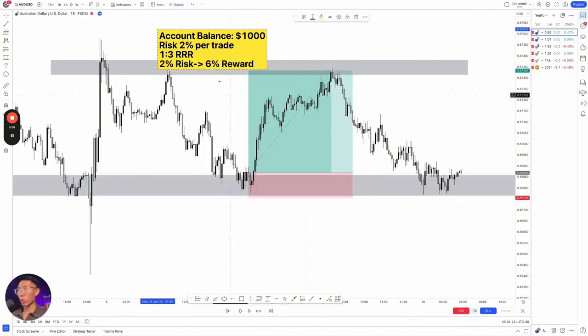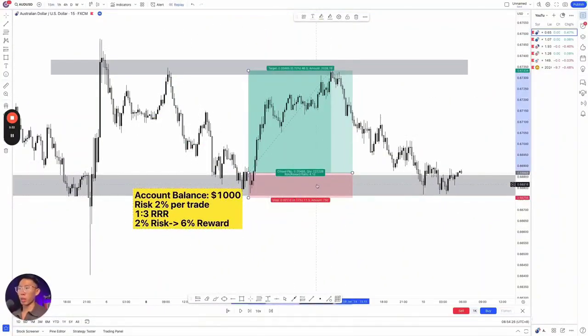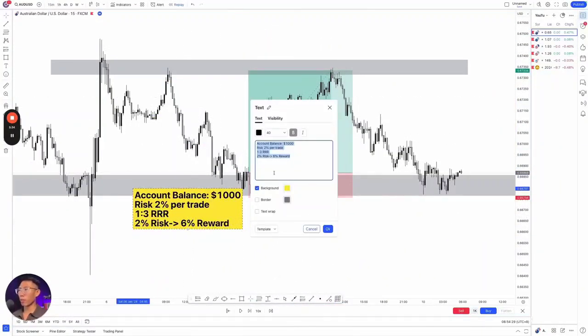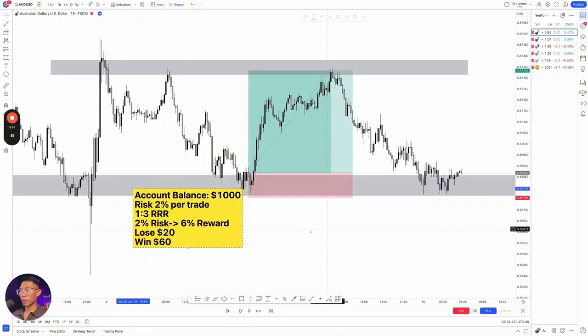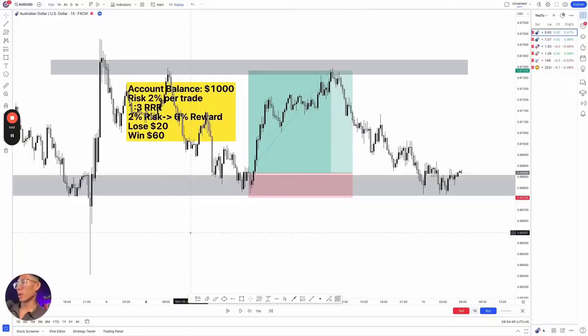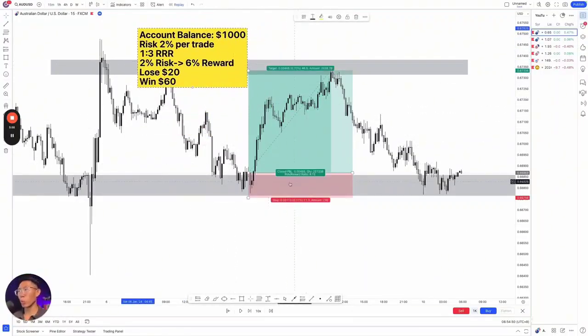Very, very simple concept. So far, so good, right? We are risking 2% right here to make back 6%. So if I lose this trade, God forbid, I will lose about $20. If I win, I'll win about $60 on this trade. Sounds fair, right? If we lose, we lose about $20, and if we win, we win about $60. In that case, I'm perfectly okay with that, and I'll take this trade.